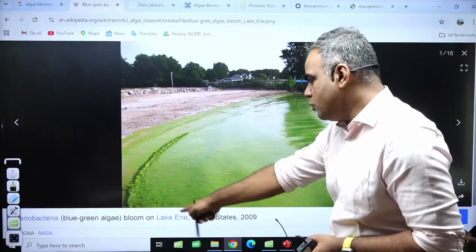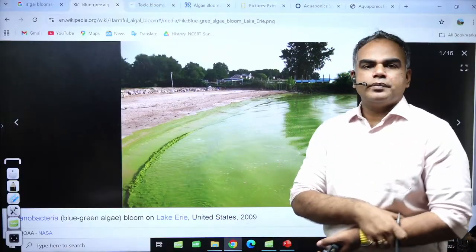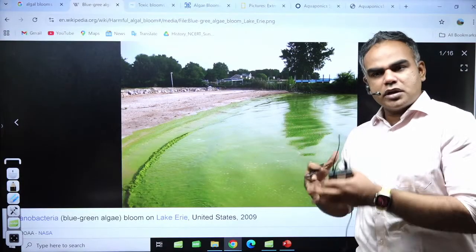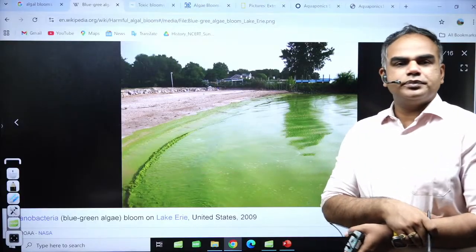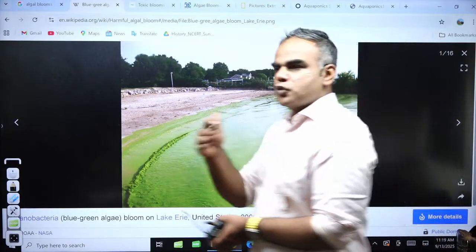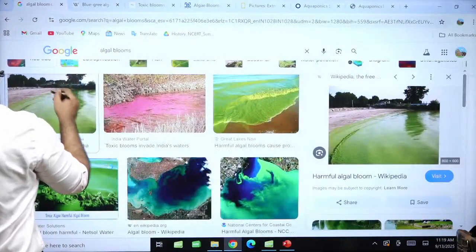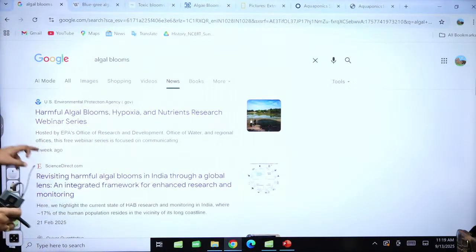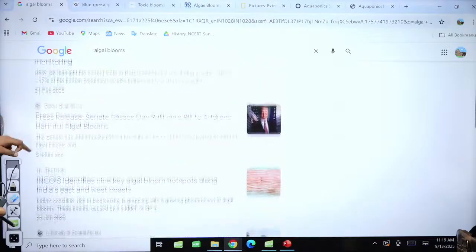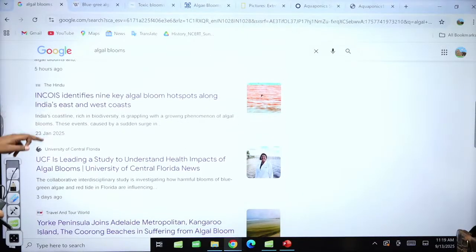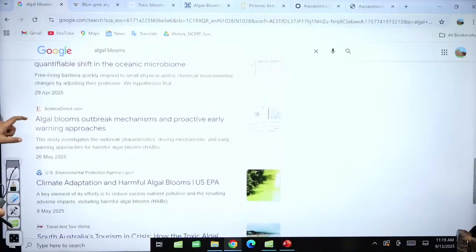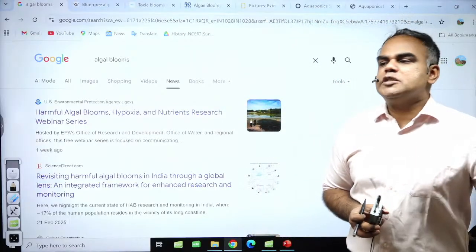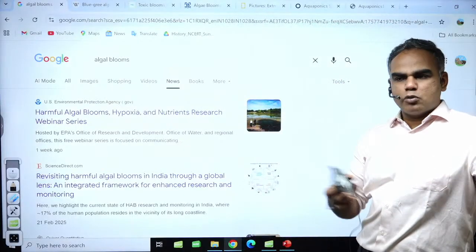Now here, cyanobacteria, BGA, blooming on Lake Erie, US. You should not be surprised. Cyanobacteria is what? Phytoplankton only. What did I say? Phytoplanktons, algae are blooming. This is nothing but a BGA. In the USA, in Africa, various lakes are in the news because of algal blooms. If I search this in the news, many articles will come. There will be many such cases, India's east coast, west coast, around the world. And maybe a lake which is often in the news can become the inspiration for the UPSC examiner to ask you a question around that lake.